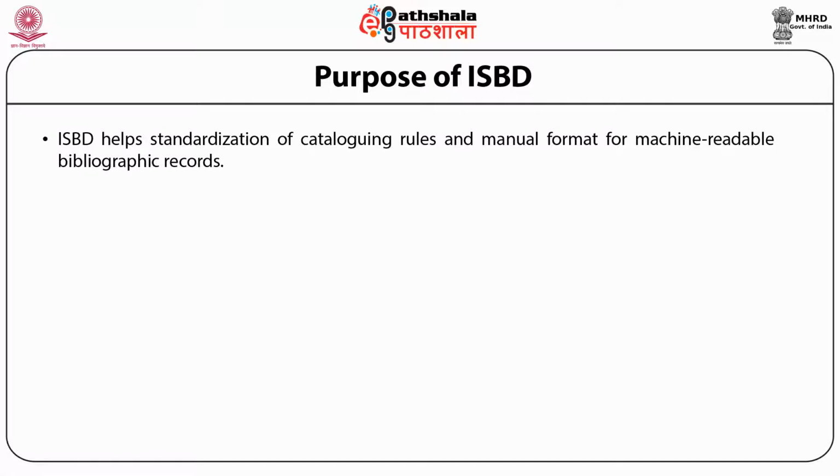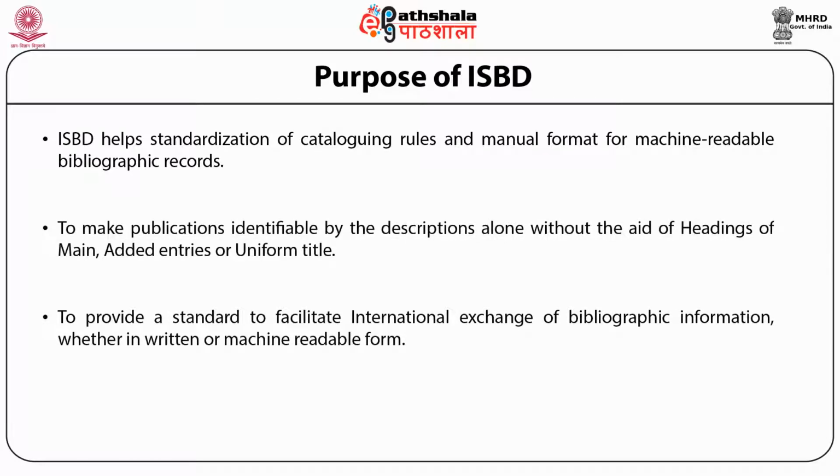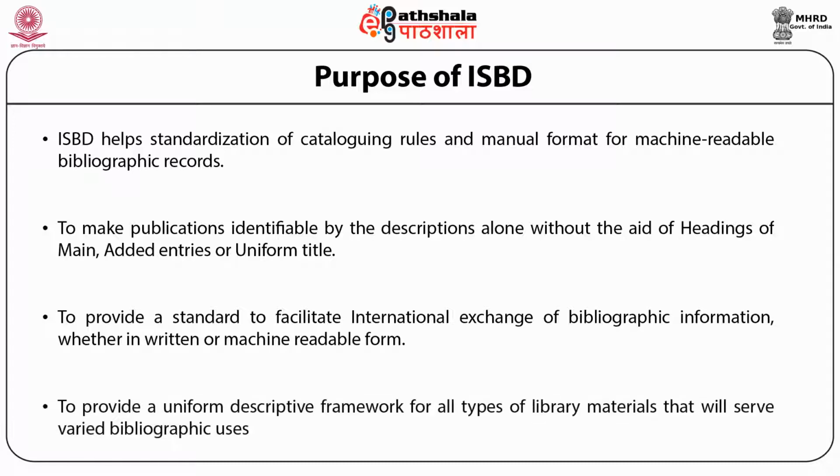Then the second is to make a publication identifiable by the description alone, without the aid of heading of main and added entry or uniform title. Then the last is to provide a uniform descriptive framework for all types of library materials, whether it is printed or non-book material, that will serve varied bibliographical uses. So these are the very main important purposes of ISBD.